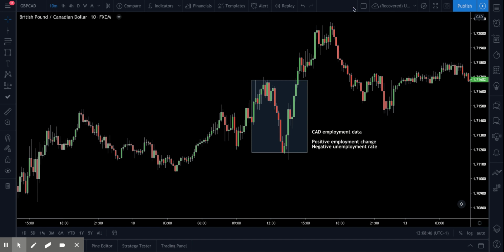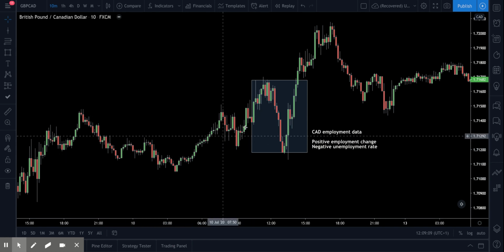So the first example I'm going to show you is some Canadian employment data. This happened on this day, and this was the after effect of this Canadian employment data. As you can see, we are on a very low time frame, the 10-minute time frame. Now, this is something that I actually use to trigger entries and also to monitor intraday trending movements and trade movements.